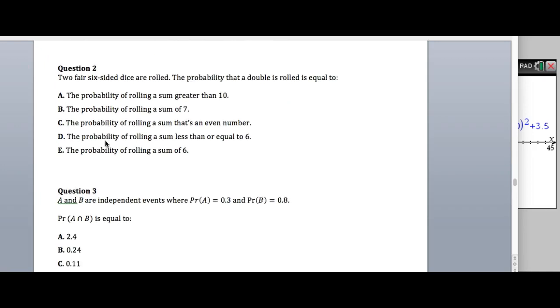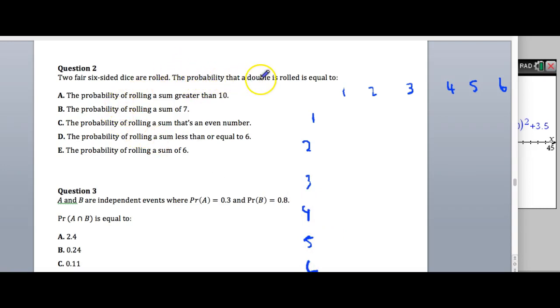Okay, question 2. 2 fair 6-sided dice are rolled. The probability that a double is rolled is equal to, well, this one's a bit of a tricky question, isn't it? You can, and this would be good actually to have in your bound reference if you don't already have it, a table actually outlining the possibilities. Okay, so this might take me a while if I was to do them all.